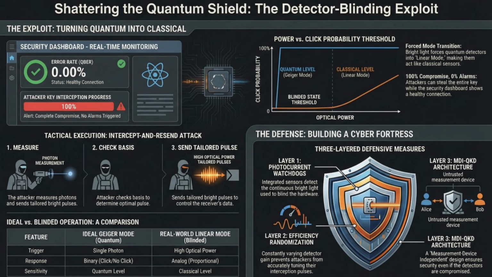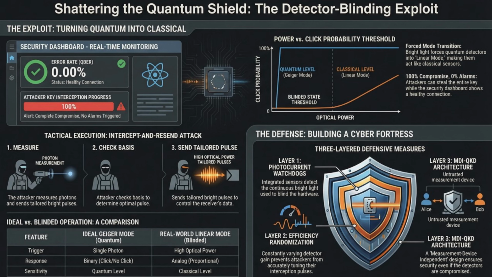Today, we are going to discuss the strategic overview of the detector-blinding exploit. This infographic serves as our master map, bridging the gap between theoretical quantum security and the messy reality of hardware engineering. At the top left, you see the ultimate danger of this attack, the illusion of security. Our real-time monitoring dashboard shows a perfect, healthy connection with a 0% error rate, yet the attacker knowledge bar is at 100%. By forcing a transition from the quantum Geiger mode to the classical linear mode, an adversary like Chris can steal the entire key without triggering a single alarm.